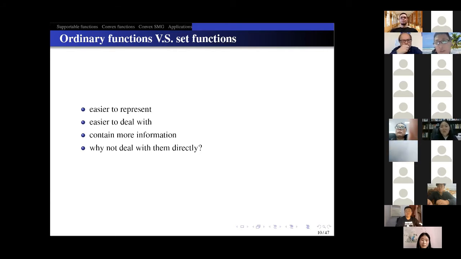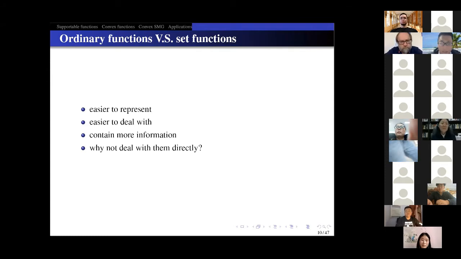But the set function is much more complicated, and the calculus is not easy to use. And what's worse, during this transformation, some very important information may be lost. As in the motivating example, we may transform an asymmetric problem into a symmetric one. So why not deal with them directly?